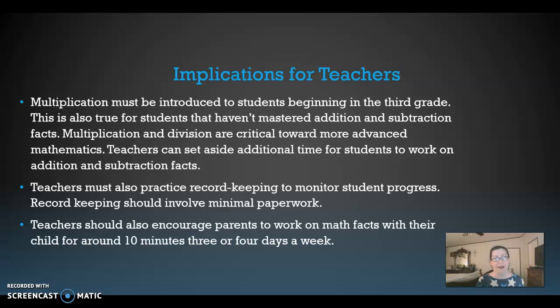Teachers must also practice record keeping to monitor student progress. Record keeping should involve minimal paperwork because we have lots of paperwork. And teachers should also encourage parents to work on math facts with their child for around 10 minutes, 3 or 4 days a week. And that is very true. Again, from the parent side of this, we constantly practice those math facts. And we would even run drills at home.